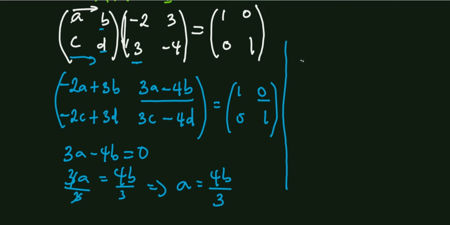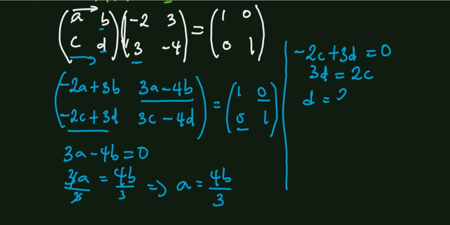Okay, so we also take the second row, first column there, minus 2C plus 3D. We equate it to the second row, first column on the other side, which is equal to 0 from our identity there. Okay, so the 3D now is equal to 2C. Okay, so D is equal to 2C over 3. So from there we can now take the rest.